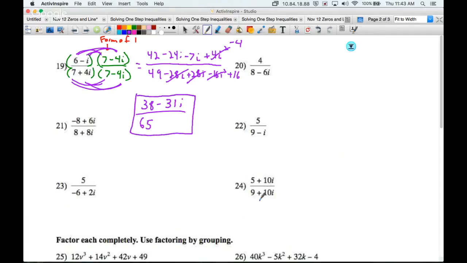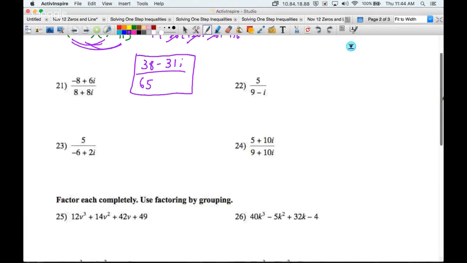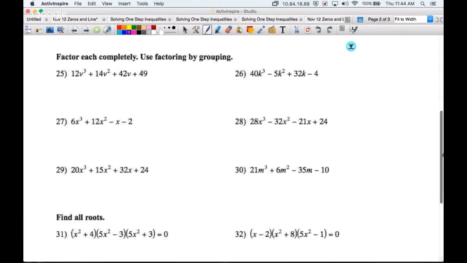I think, all right, hopefully we're good on that. Sorry I botched it a little bit, but yeah. Complex conjugate, make it into a form of 1, FOIL the top and the bottom. All of the i's should cancel on the bottom, unless you're not paying attention, like I just was.